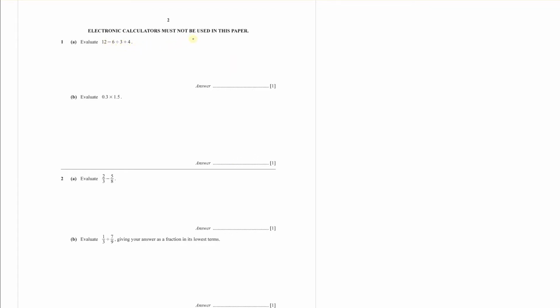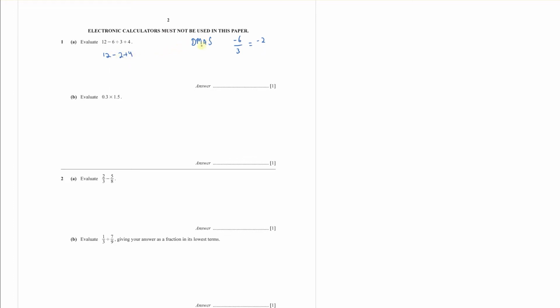So using the DMAS rule, where you do the division, multiplication, and then addition and subtraction. Here we can see that we have division. So -6 divided by 3 would give you -2. So you replace that value there. So 12 minus 2 plus 4.